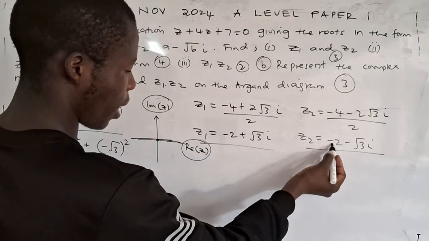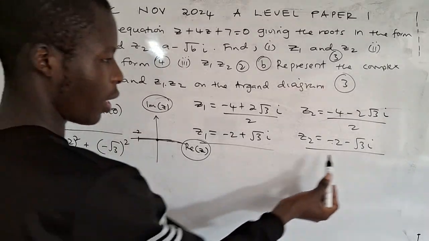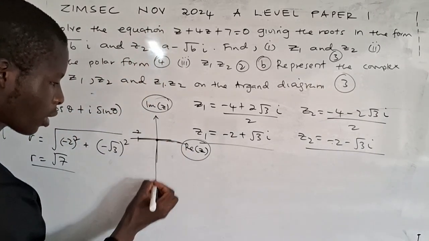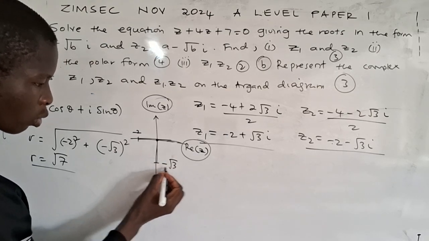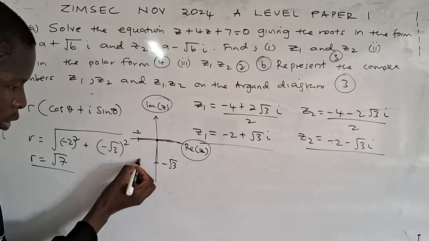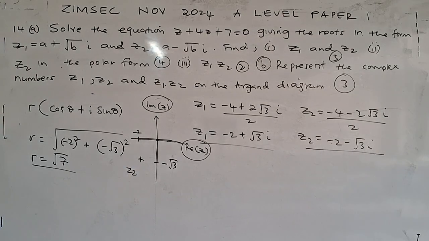This negative 2 now is the real part. So this is negative 2. And this negative 3 now is the what? Is the imaginary part. So this is negative root of 3. See, this is z2. This is z2. Here we are.